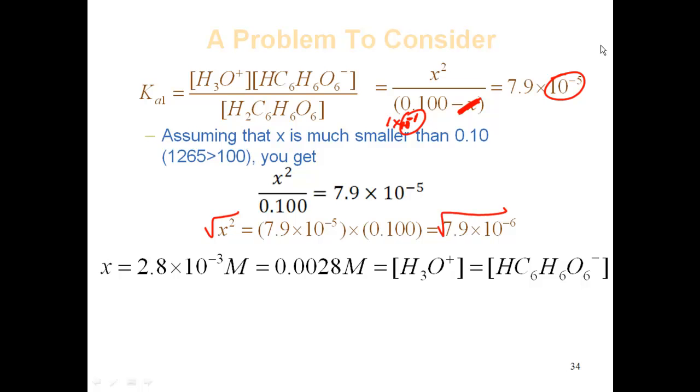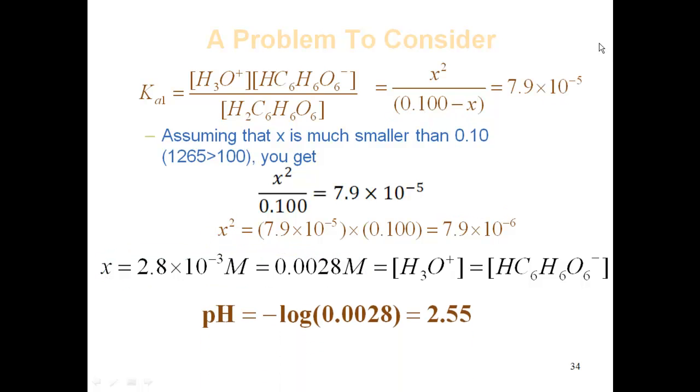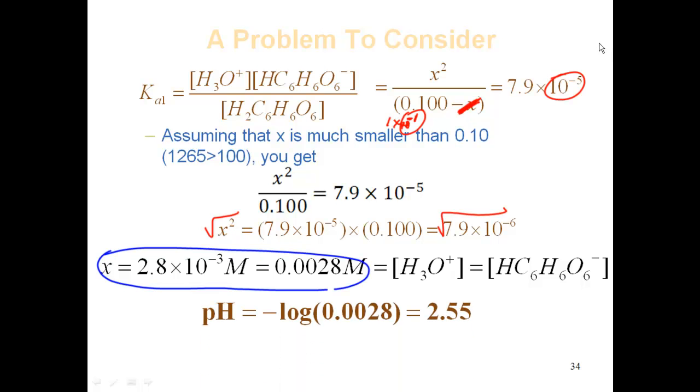Now once again, this is an important question. What does X represent in this problem? In this problem X would represent the hydronium ion concentration as well as that of the conjugate base. That's important because eventually X will maybe equal hydroxide if we're talking about bases, and that's where errors happen. Now that I have the hydronium ion concentration, I want pH. That's simply the negative log of my hydronium ion concentration, which is 2.55.